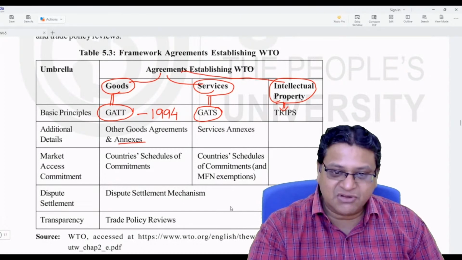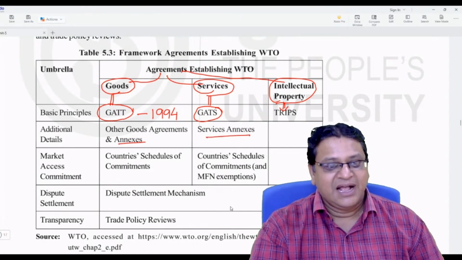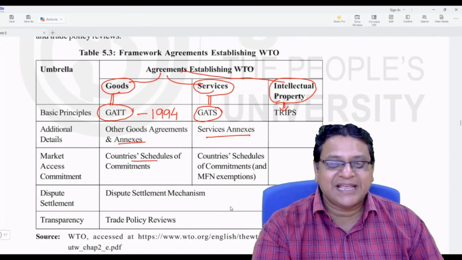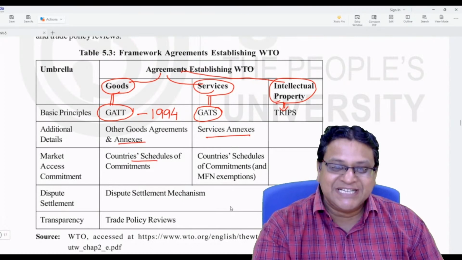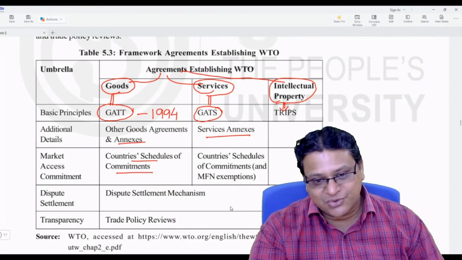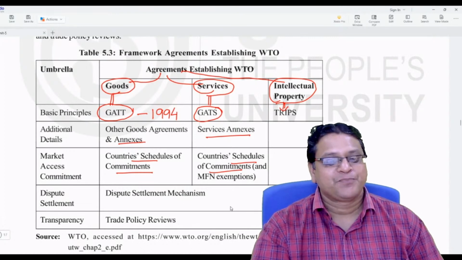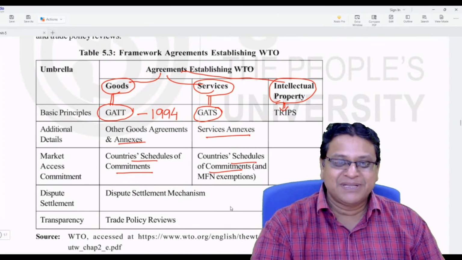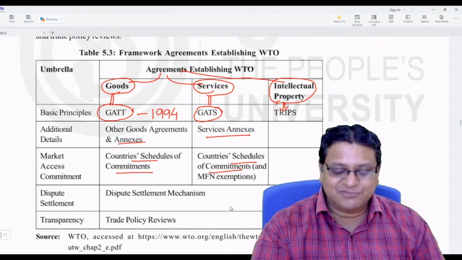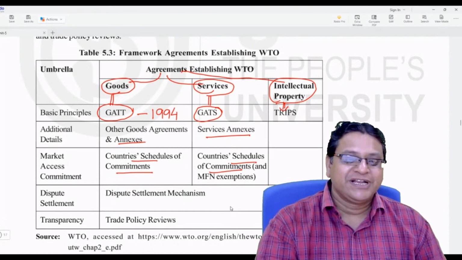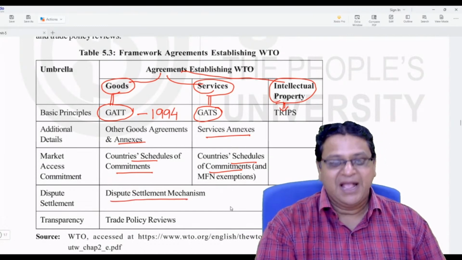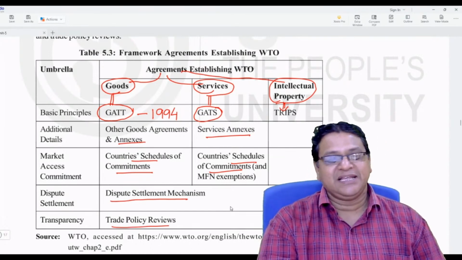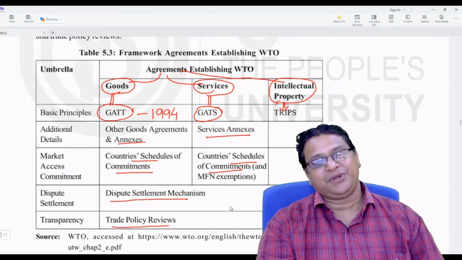And in GATS agreements, there are certain annexures related to other goods agreements. There are goods annexures, there are service annexures, and there are certain market access commitments, which are country-wise schedules of commitments. In case of WTO, three major agreements are there, related to goods, services, and intellectual property, plus it has a dispute settlement mechanism and a trade policy related mechanism. So these are the framework of WTO.